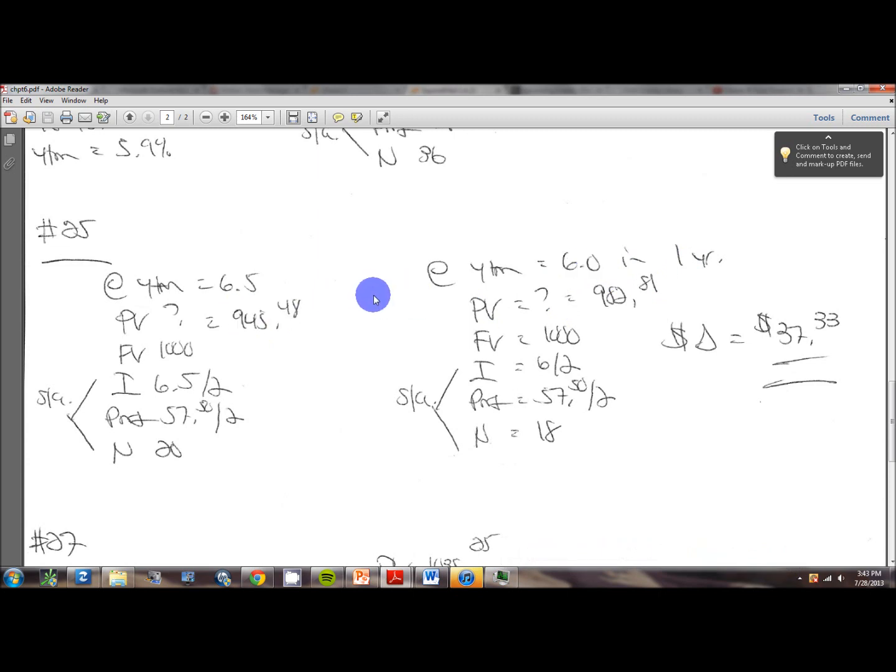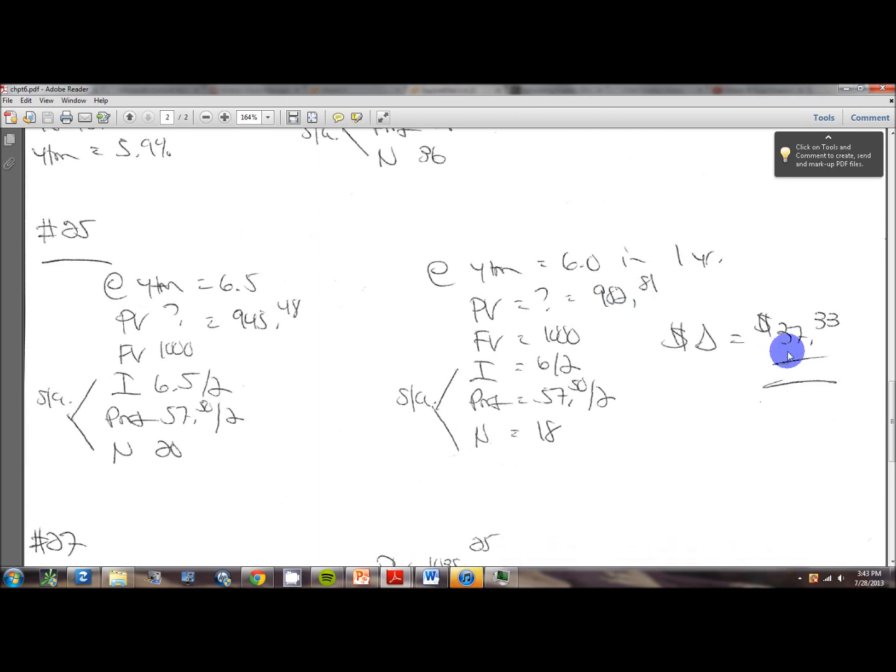And so remember, the problem tells us that the interest rate changes from 6.5 to 6. Those are annual rates that need to be changed into semi-annual frequencies, right? And then the only other change here that you make is that your N drops from 20 to 18 because 1 year has expired, so 2 semi-annual periods have expired. So that is why you change from 20 to 18. You get a new price of $982.81 for a total dollar change of $37.33.